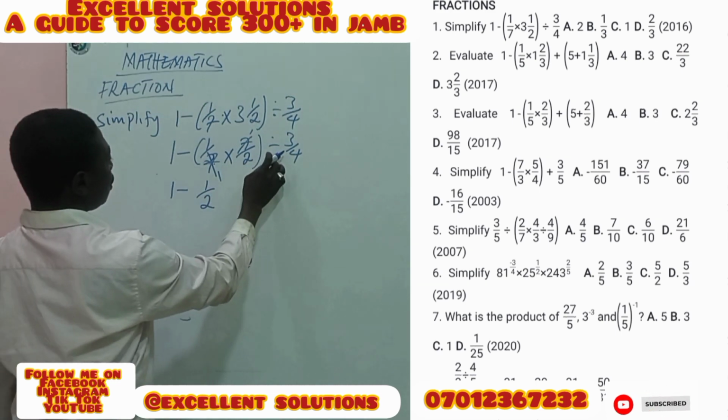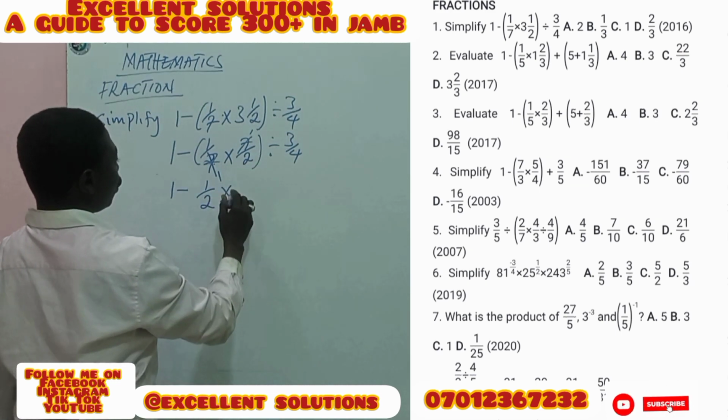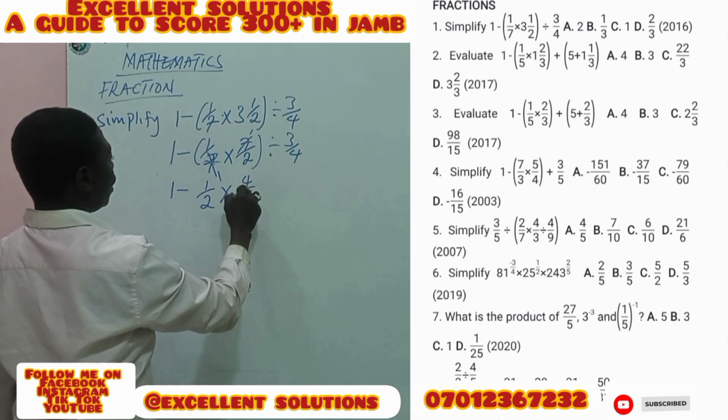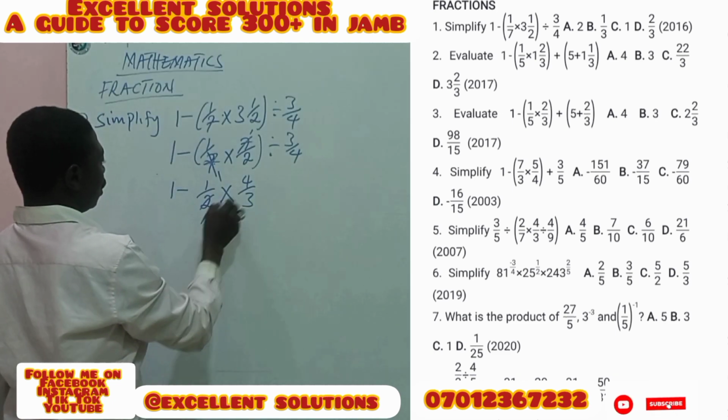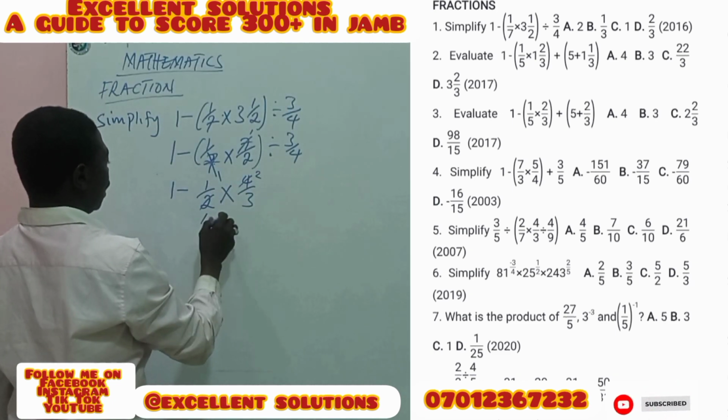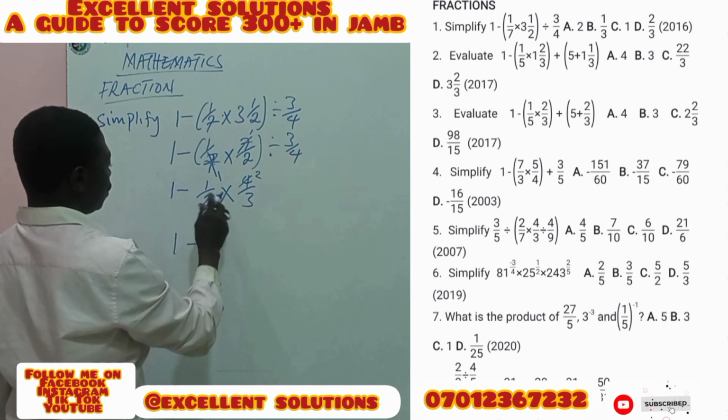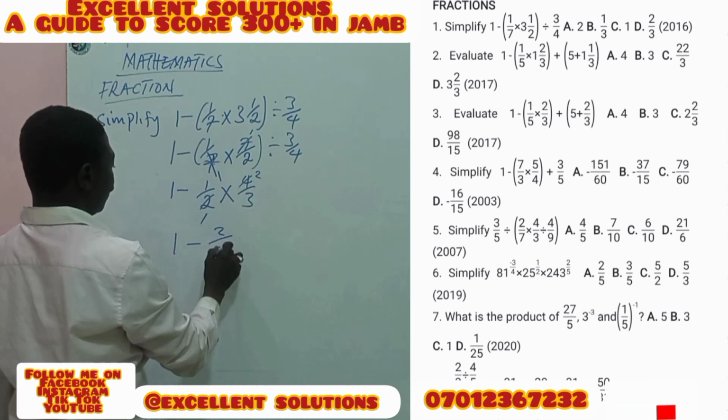Then this division, we turn it into multiplication and take the reciprocal. We have 4 over 3. So 2 here, 1, 2 here, 2. We are now left with 1 minus 1 times 2. We have 2 over 3.